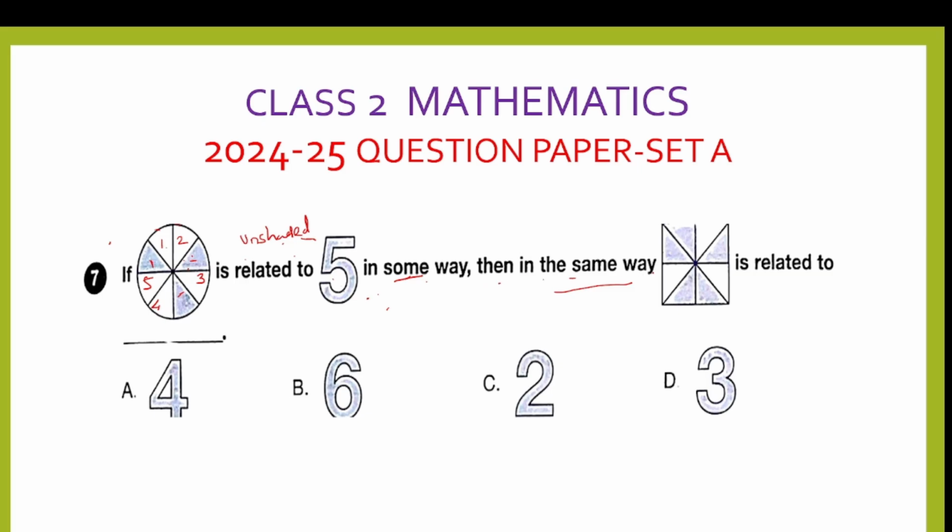So this is the way to count 5 as unshaded regions. In the same way we can count the unshaded regions in this square. The unshaded regions are 1, 2 and 3. Means this figure is related to the number 3. So the answer for this question is option D.